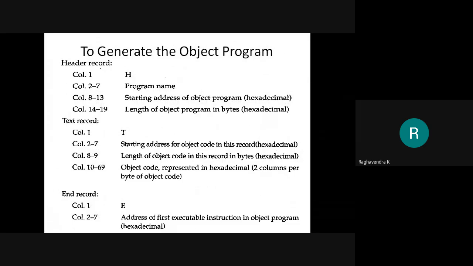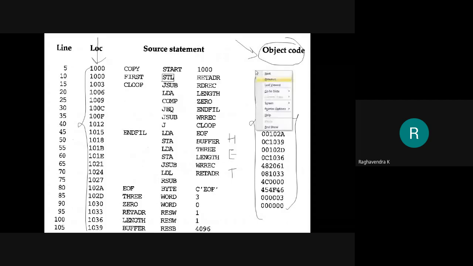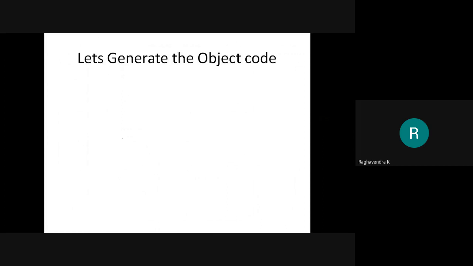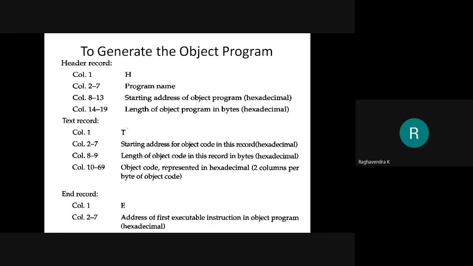Okay. Just for your reference, I have given the contents of the header record, text record, and end record. Let us now start the generation of the header record. What should I write at the beginning? H for header record. So I will start by writing H. Okay. Next, what should I write?